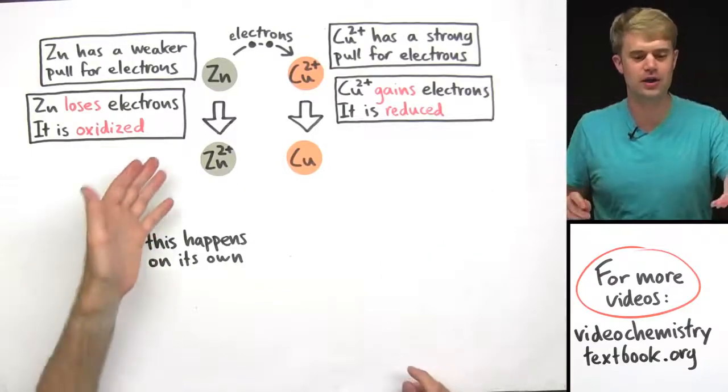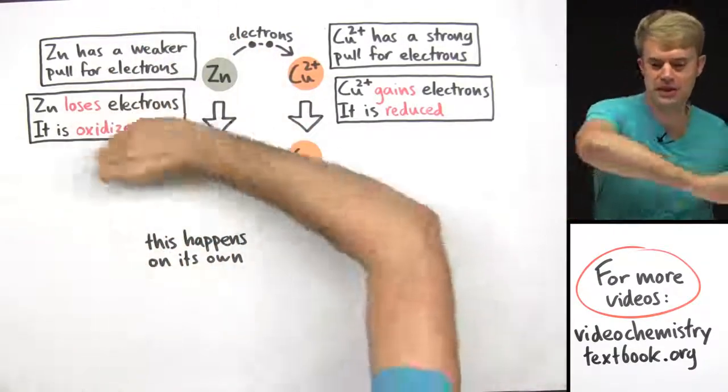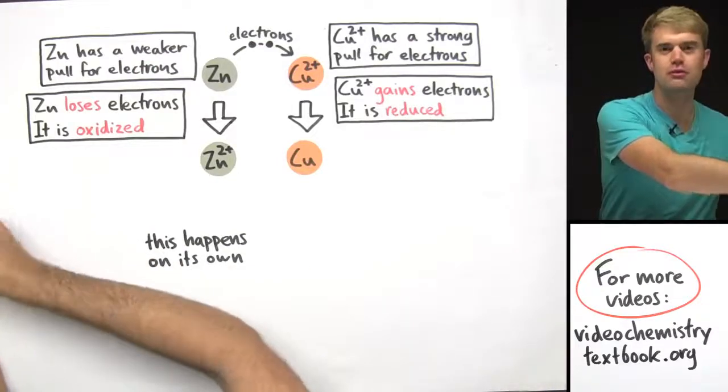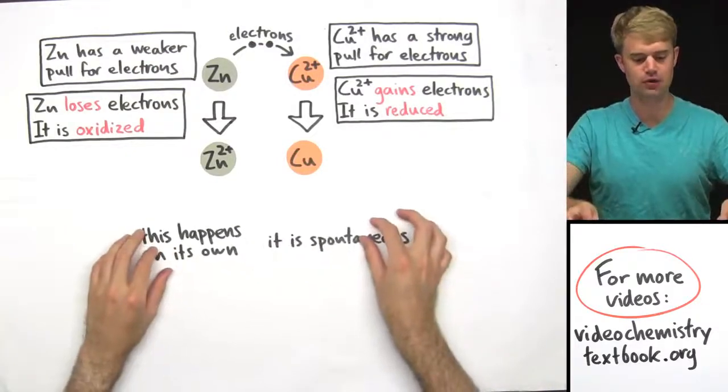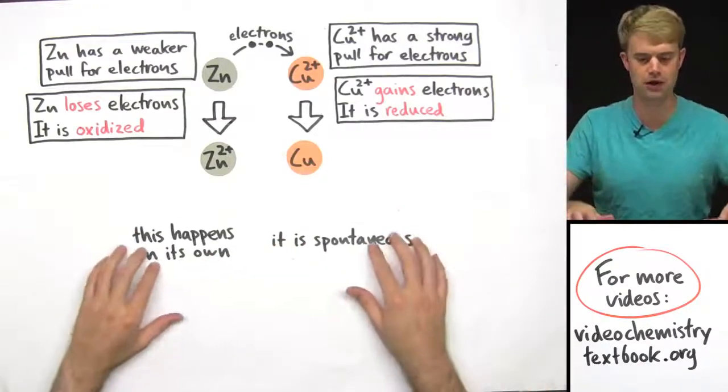All you got to do is put neutral zinc near copper 2 plus, and the electrons just naturally move. It happens on its own. This is a process that we can call spontaneous. It's spontaneous. It just happens on its own.